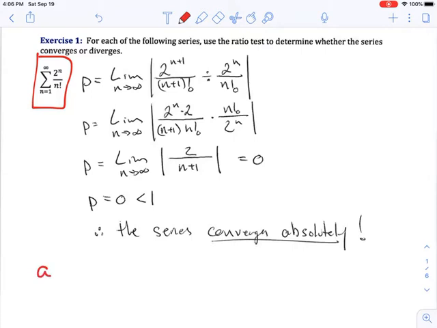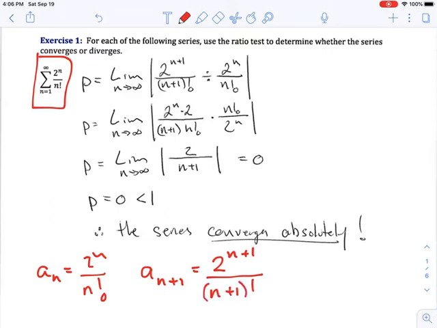a sub n is clearly 2 to the n over n factorial. Therefore, a sub n plus 1 is 2 to the n plus 1 over n plus 1 factorial. So wherever we have an n, we add 1 to it. So that's where I get this. So there's my a sub n plus 1, because remember the formula is the absolute value of a sub n plus 1 divided by a sub n.